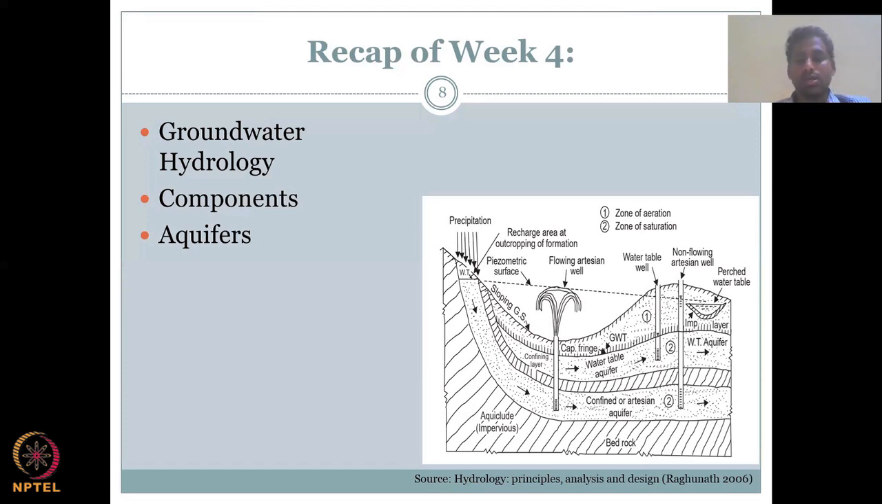But natural discharge is when groundwater goes and at one point comes out of your lithology or the earth's crust into the streams, rivers, or springs. We also looked at perched water table, which is very less in number. And artesian wells, which are less in number, and what are the reasons through which it happens.